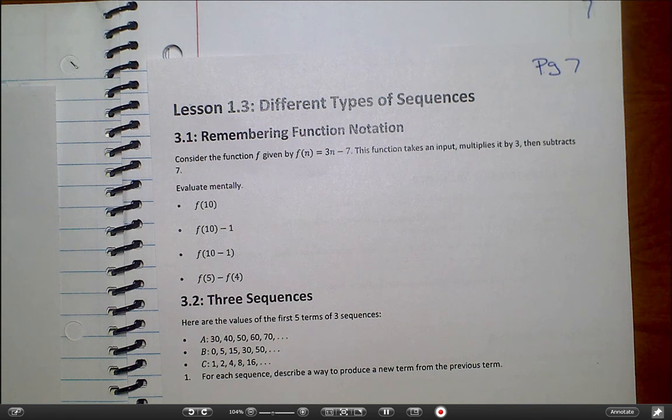Class? Yes. All right, good day. So we are doing 1.3, different types of sequences.